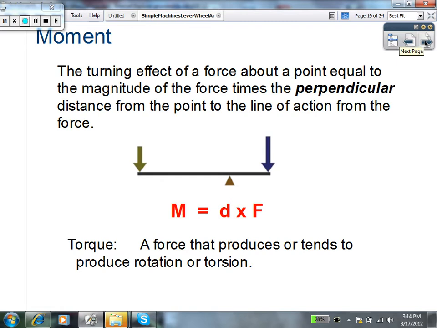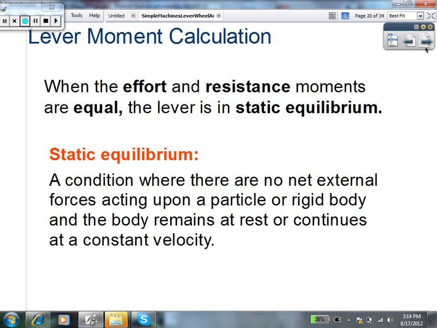Now, if you look at the lever moment calculations, when the effort and resistance moments are equal, we say that the lever is in static equilibrium. That means that when the moments are equal, the lever doesn't have a tendency to rotate. We call this static equilibrium, and by definition, it's a condition where there are no net external forces acting upon a particle or rigid body, and the body remains at rest.